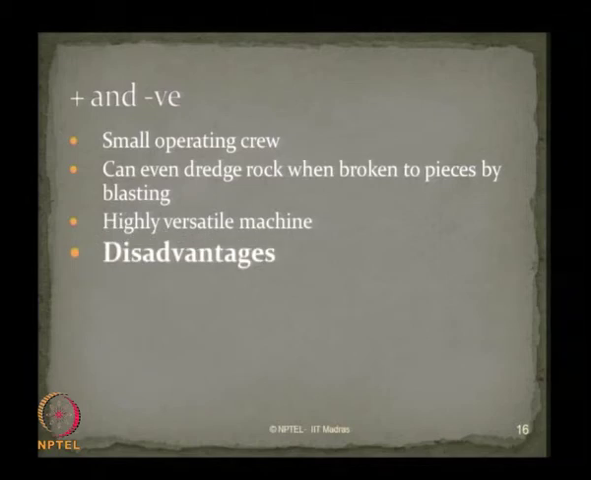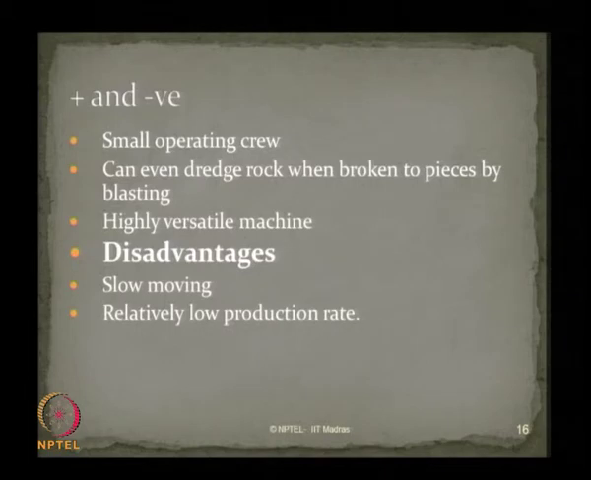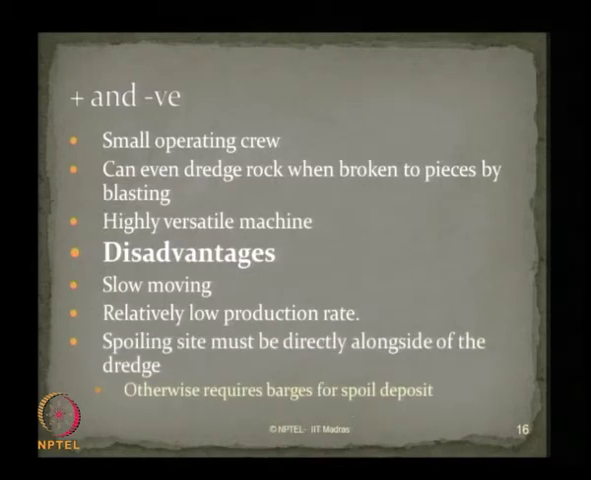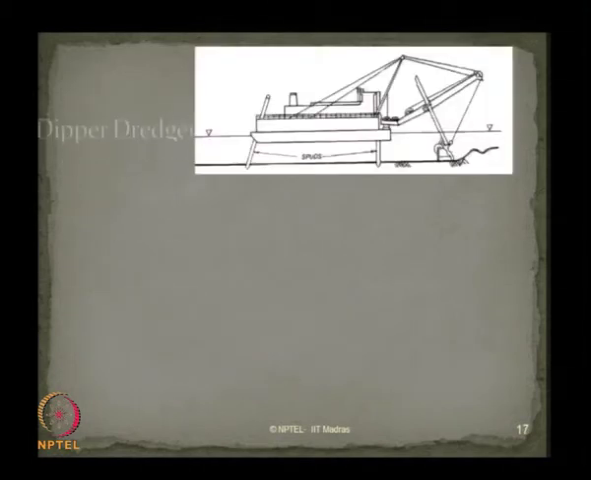The disadvantages of these kinds of dredgers are that they are very slow moving, they are not self propelled, and they have a relatively low production rate. The spoiling site must be directly along the side of the dredge, that is very important, otherwise it requires barges for collecting the spoil deposit from the dredges.